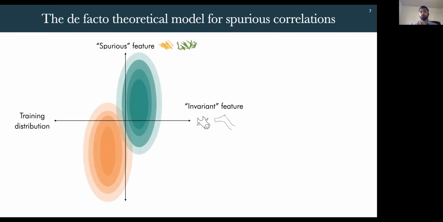Now, what is important about this sort of a model is that both the spurious feature and the invariant feature are only partially predictive of the label. That is, I cannot just look at the invariant feature and determine what the label of the data point is. And I cannot just look at the spurious feature and determine what the label of the data point is. Now, in this setting, what will happen to the Bayes optimal classifier?